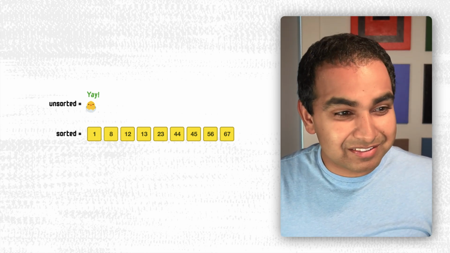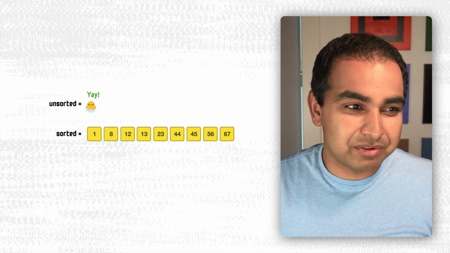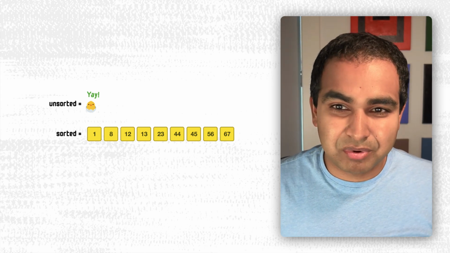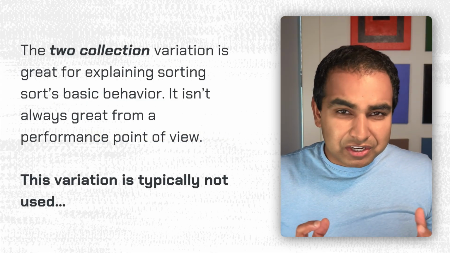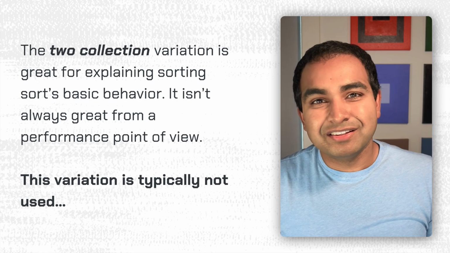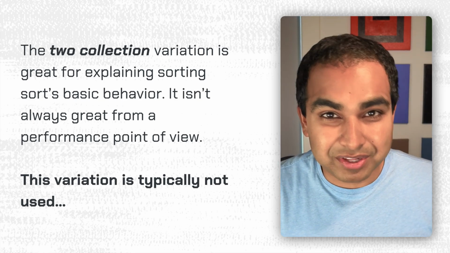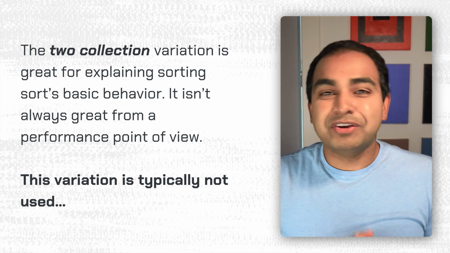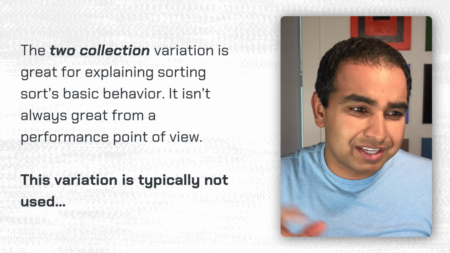The end result is we have a collection of sorted values, and it's done by using two collections as part of it. Now, the two collection variation is great for explaining the basic behavior that selection sort exhibits. It's not great from a performance point of view, and we'll talk a little bit about that later.